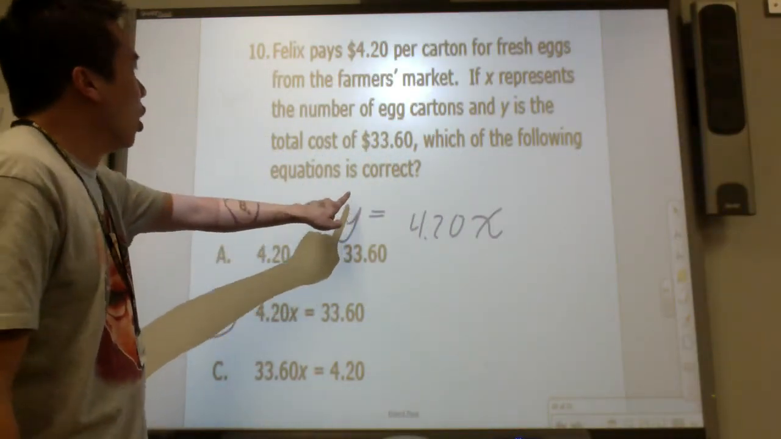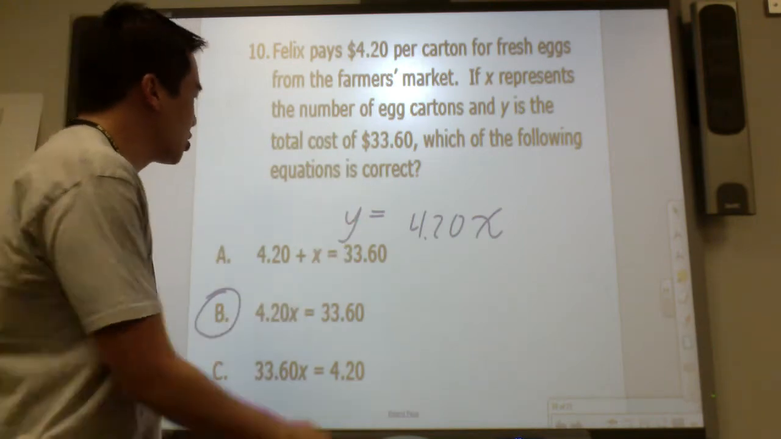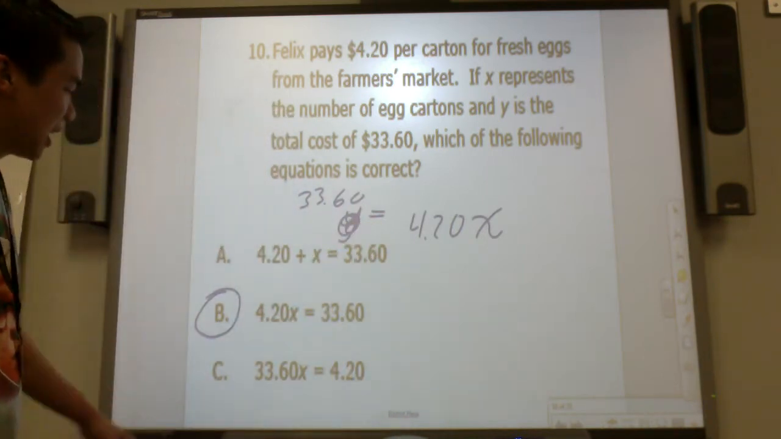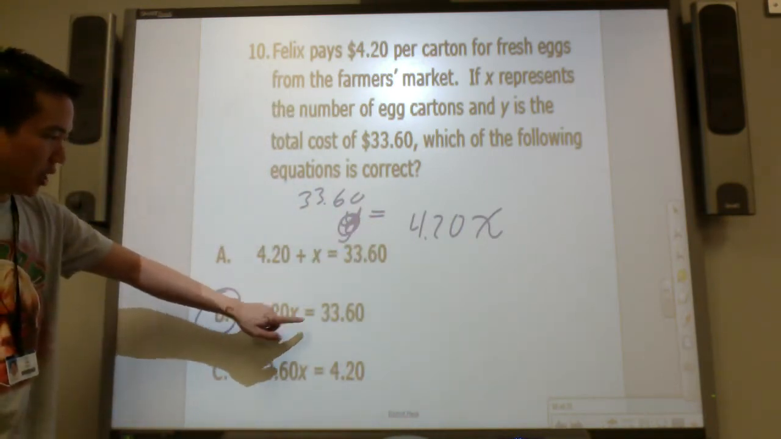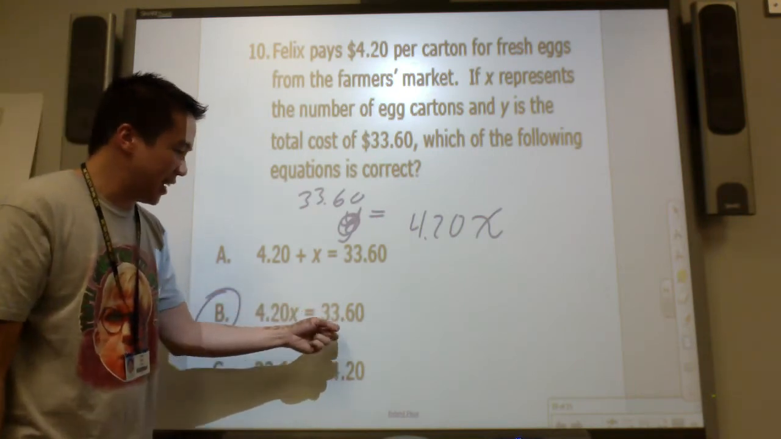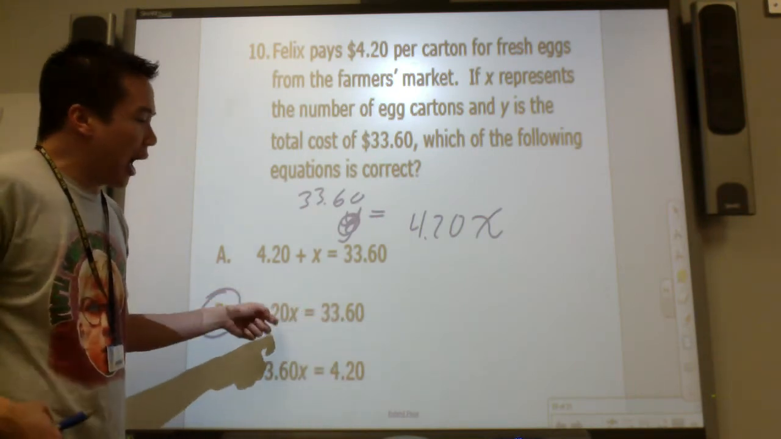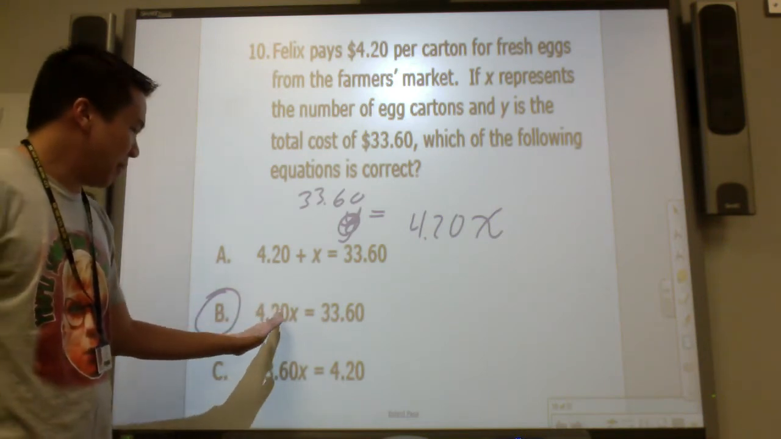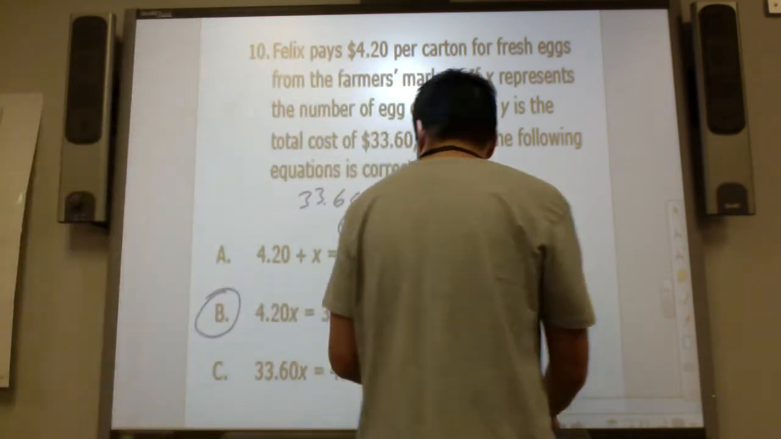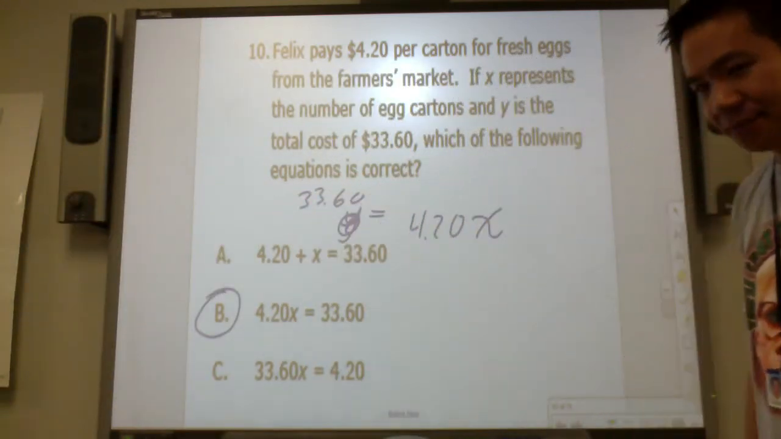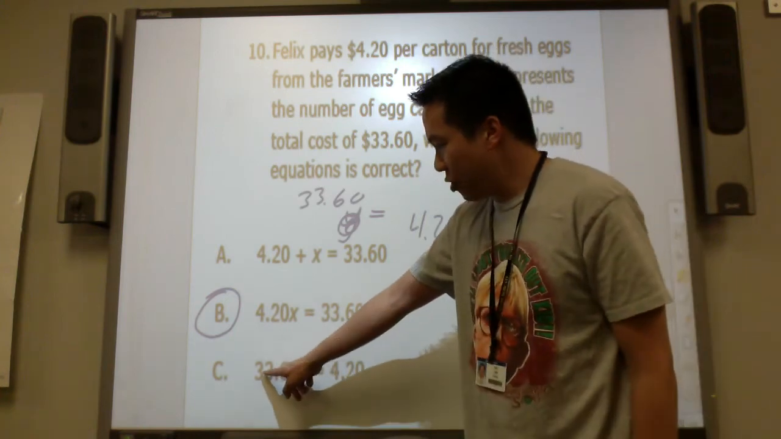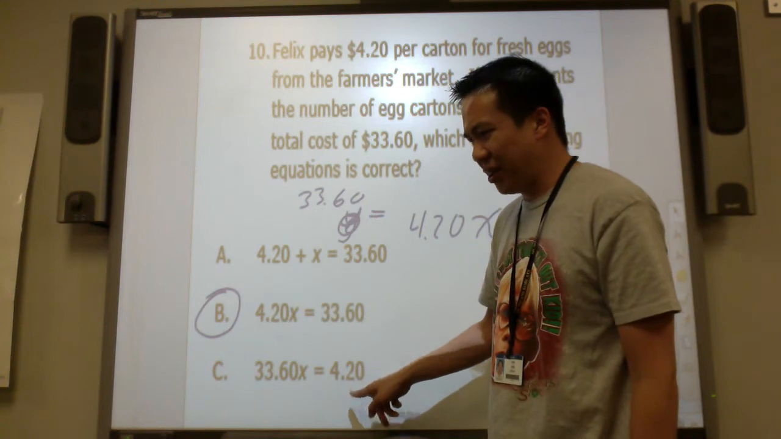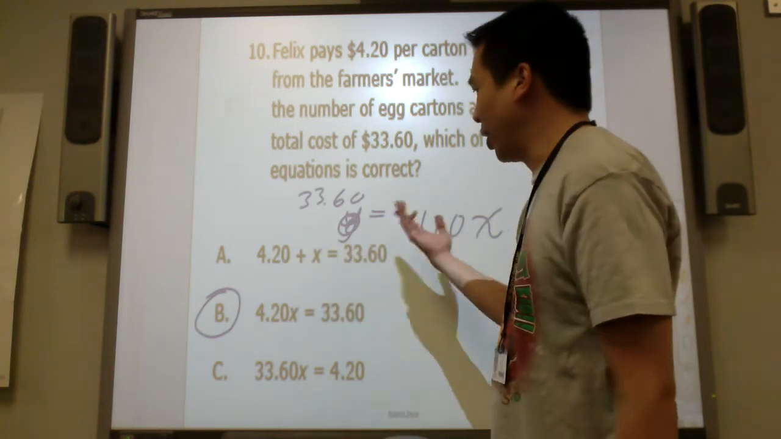But it's saying Y is the total cost. So it's $33.60. So it must be B because it's saying it costs $4.20 per carton and you spent $33.60. So from this you can tell how many cartons you need to buy. I think you need to buy around 8 of them. 8 cartons to reach that. A and C do not make sense. This is saying you spend $33.60 for each carton and you spent $4.20. That doesn't make sense. And this one I have no idea what it's trying to say here.